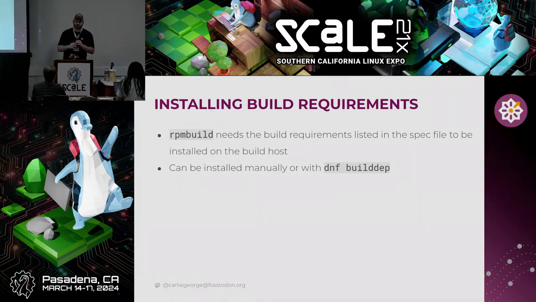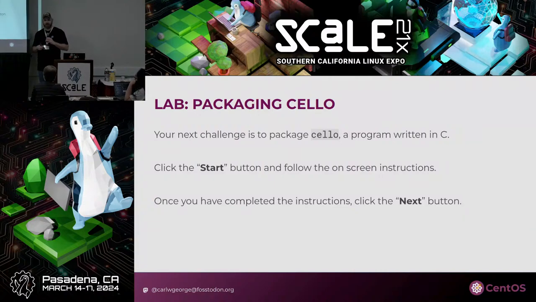But I'm going to tell you about something that you'll need for the next lab, which is installing build requirements. For Bello, there were none. It's just a bash script. Everything that's in the default environment is all you need to just get that file copied, and then you're done. RPM build needs all of the build requirements that are listed in the spec file to be installed on your build host. You can do that either manually, just ahead of time, installing those by hand one by one. But if there's a lot of them, it's a lot easier to use a command called dnf builddep. And you will see that directly in the Cello lab with an example of the exact usage, so I don't have to walk you through it.